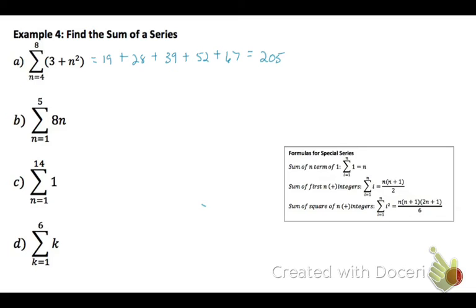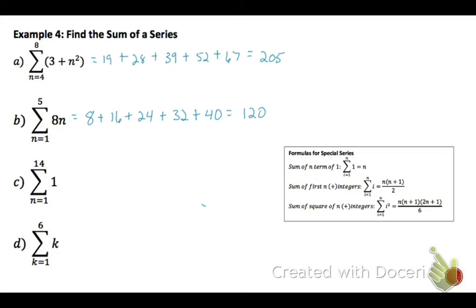In the examples before, we were just writing the series in summation notation, but here we're actually finding the sum. Let's do the same with B. Our terms range from the first term to the 5th, and we're taking 8 times that term number. So we get 8 times 1 is 8, times 2 is 16, times 3 is 24, and on to times 5. Now we'll add all those up, and that will give us a sum of 120.